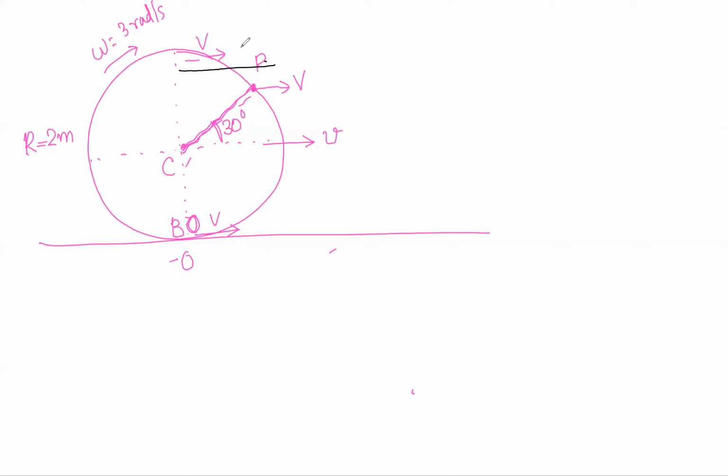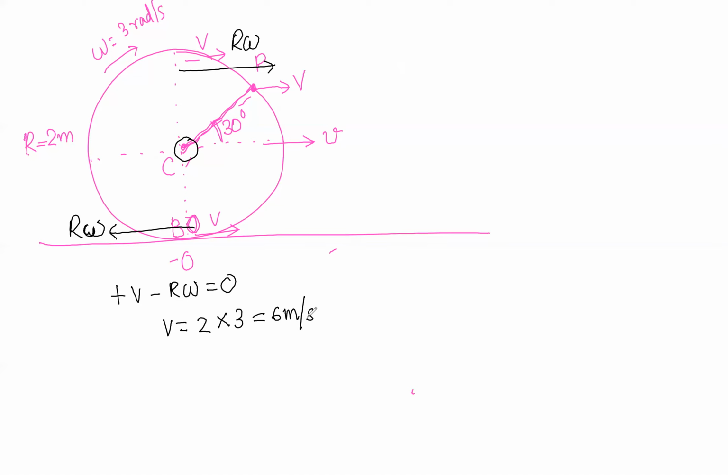तो ऊपर क्या होगा, Rω ऐड हो जाएगा, नीचे क्या होगा, Rω पीछे जाएगा, और सेंटर पॉइंट पे Rω आएगा ही नहीं, जीरो. We'll talk about P in just a minute. लेकिन नीचे वाले पॉइंट पे Rω पीछे जाएगा, so you can write plus v minus Rω is equal to zero. So basically v is equal to Rω, और r का वैल्यू 2 है, ω का वैल्यू 3 है, so v is equal to 6 meters per second.